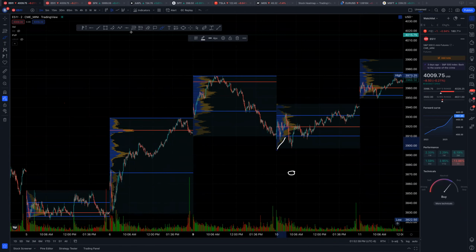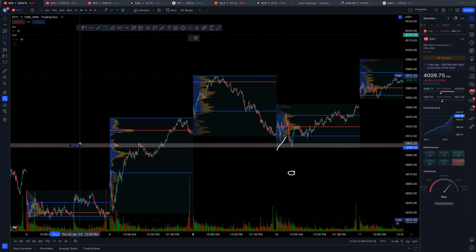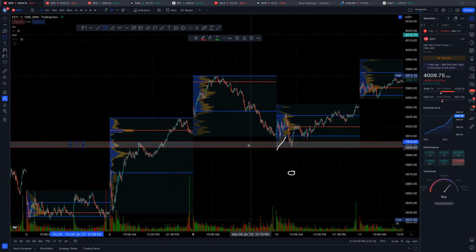So you can see how resistance turns support happened right here. And this is why we had this tremendous move to the upside. And in simple terms of price action, this was pretty easy to spot.